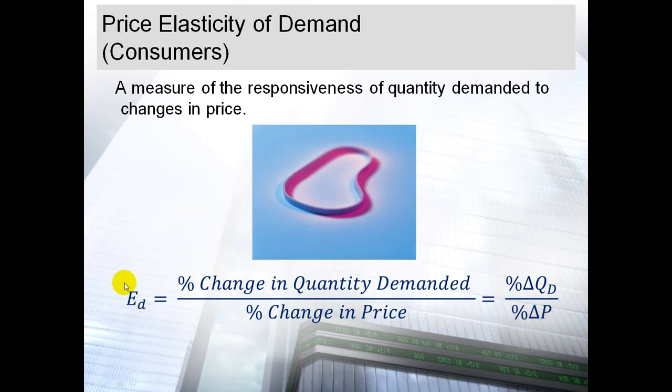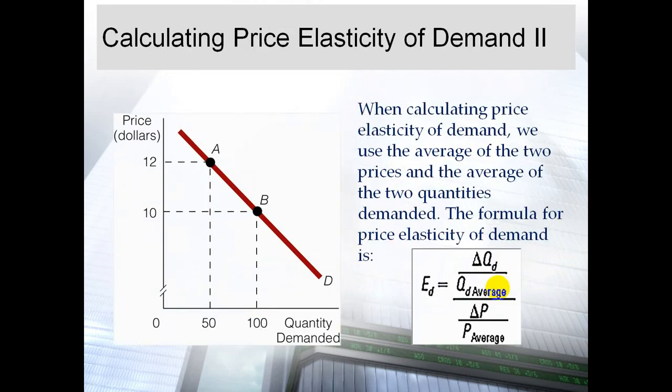But we will not use this one in calculations. In the problems we don't use this formula, we use another formula. Why? Because if you use this formula you need percentages, but in the questions there are no percentages. We have only numbers. So you will use this one: ED equals the change in quantity demanded over the average quantity demanded, then over the change in price over the average price.